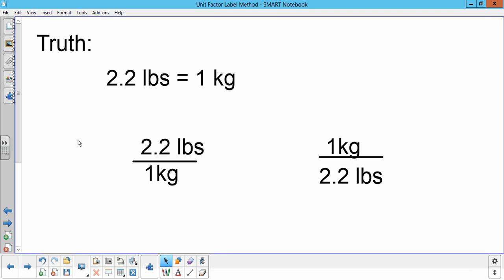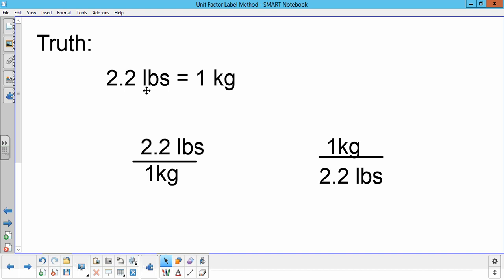Suppose that we know that there's 2.2 pounds in every 1 kilo. That's something that we'd call a truth. These two values are equivalent to each other. I could put 2.2 pounds on one scale, and I pick it up and put it onto a scale in metric, it would tell me I had 1 kilo.